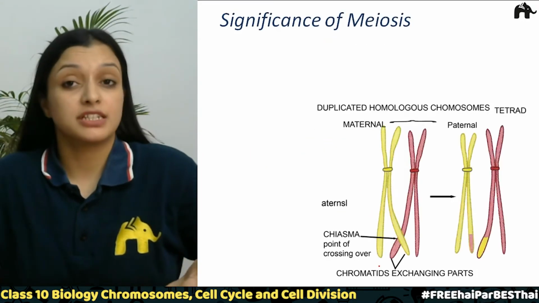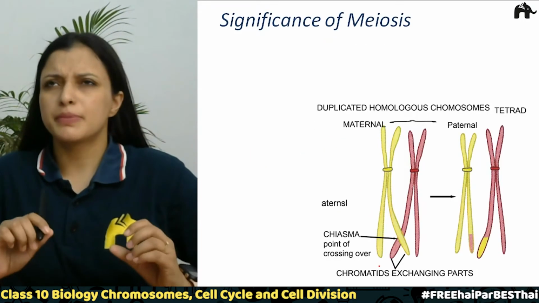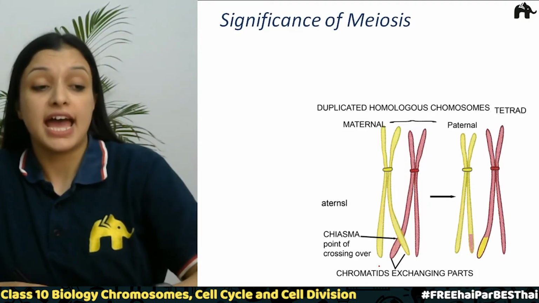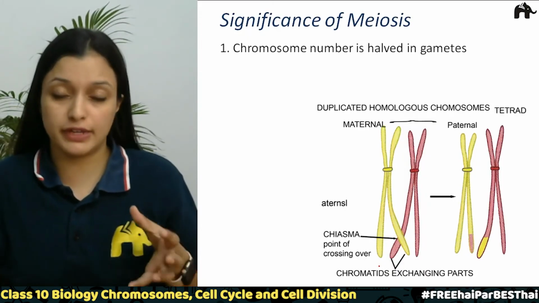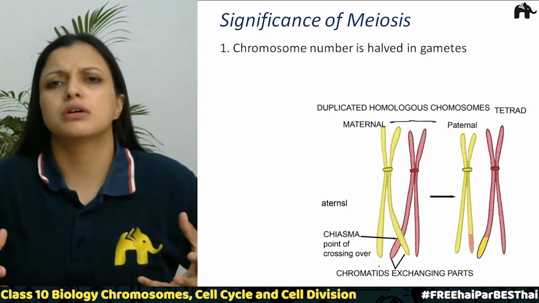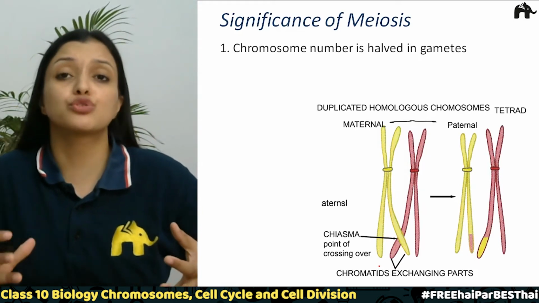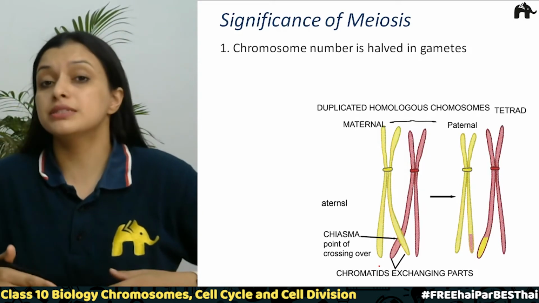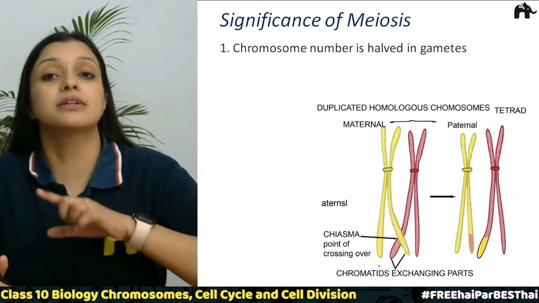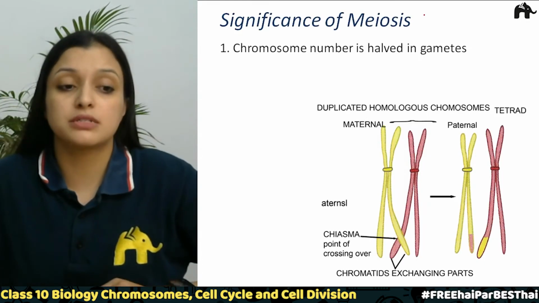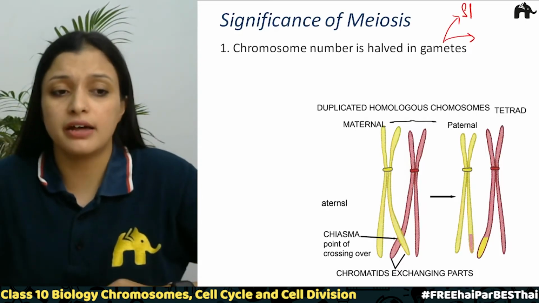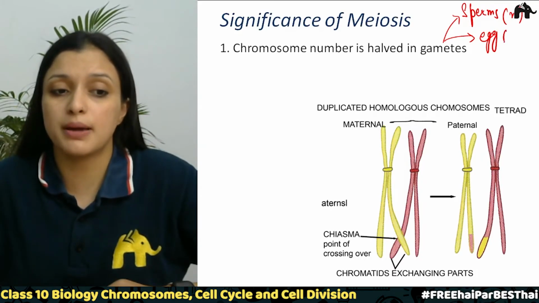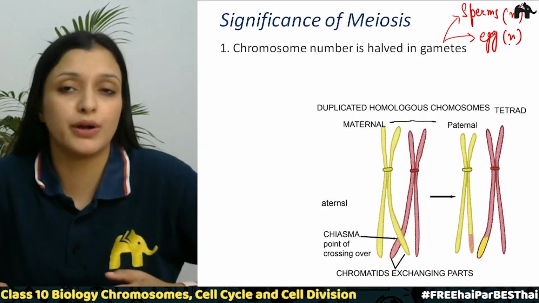Now talking about the significance of meiosis. Meiosis is also very significant, as in case of meiosis, the chromosome number is reduced to half in gametes. So we have studied about meiosis. It is a reductional division where the chromosome number is reduced to half. So where does this meiosis take place? It takes place in the gametes, right? So in gametes the chromosome number is reduced to half. So what are the gametes in humans? They are sperm and egg, right?